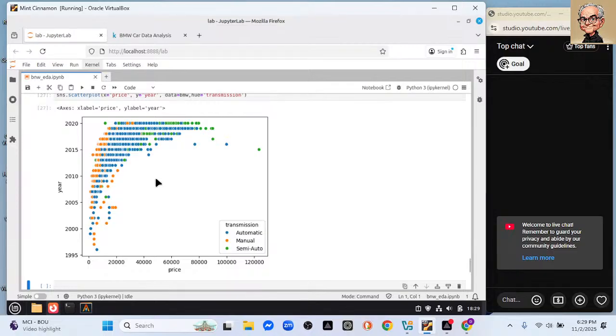Okay, so anyway, there you have it, a very brief session of how to analyze BMW car data using nothing more than Seaborn plots. Okay.